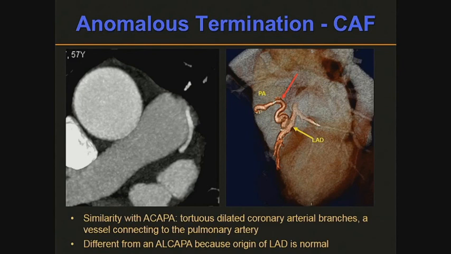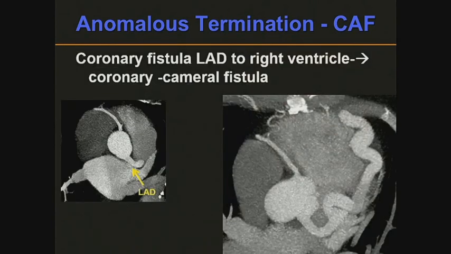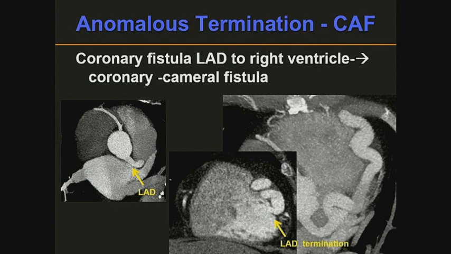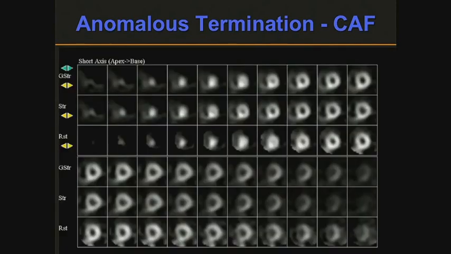If there's a normal origin, then it's a fistula. If it's not, then it's an anomalous coronary artery originating from the pulmonary artery. When an anomalous coronary artery terminates in a cardiac chamber, what we call that is a coronary cameral fistula. It could be in the ventricle, it could be in the atria, so it gets a special name in that case. And here you can see the communication into the right ventricle.